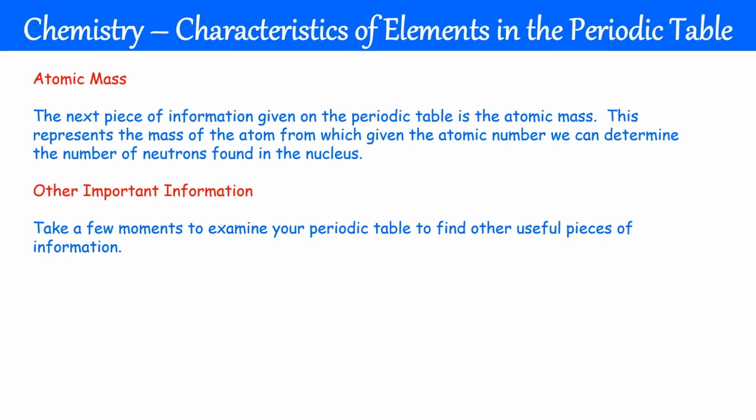The atomic mass is another characteristic that we need to know. This represents the mass of the atom from which, given the atomic number, we can determine the number of neutrons found in the nucleus. Other important information can also be found on the periodic table. See if you can find some of this extra information.